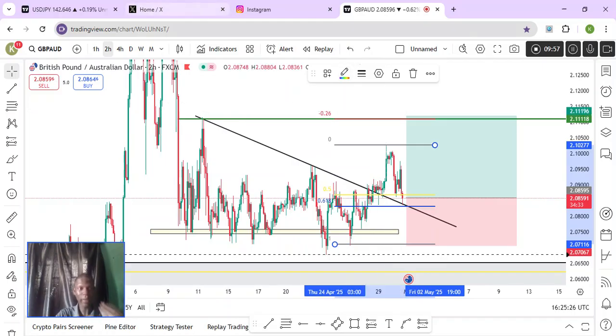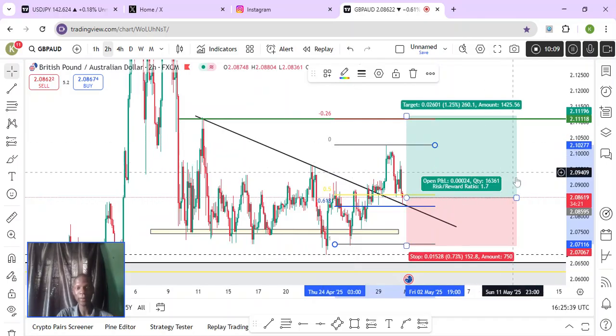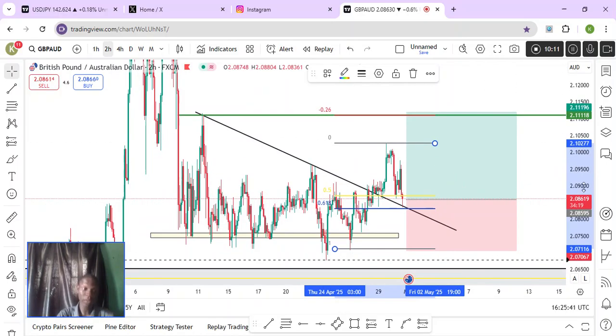Nice engulfing, like a full bullish engulfing candle. Sorry guys, a full bullish engulfing candle on the 2 hour time frame. Or if you have to wait for the 4 hour, if you are very conservative, you can wait for the candle on the 4 hours. But for me, if I see a bullish engulfing candle, I'm going to enter this trade.